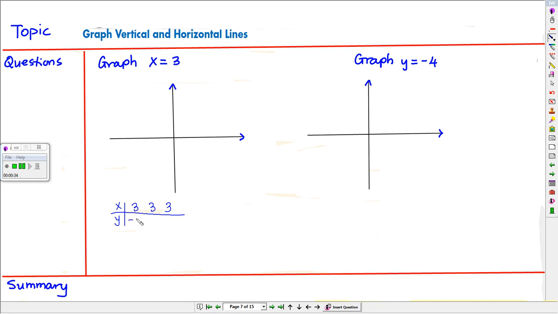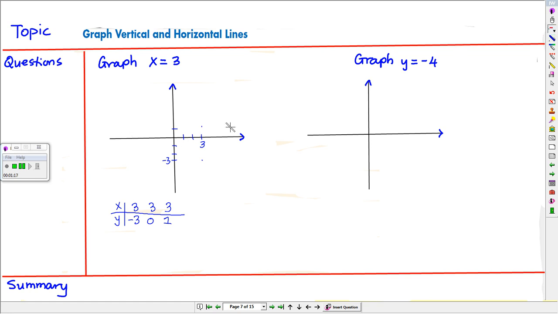It can be negative 3. It can be 0. It can be positive 1. So your x value always stays at the same constant number. So you can go ahead and plot the points. The scale goes by 1, so 1, 2, 3. So the first will be 3 comma negative 3, and then 3 comma 0, and then 3 comma 1.